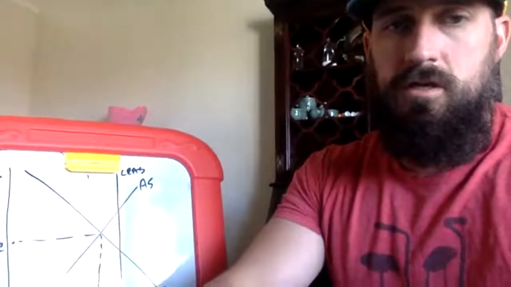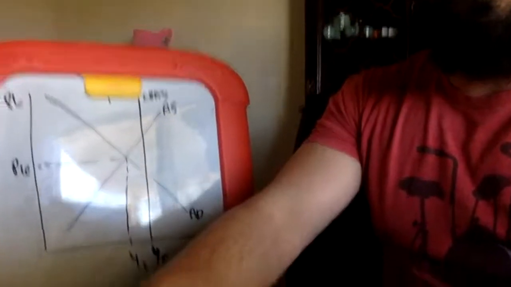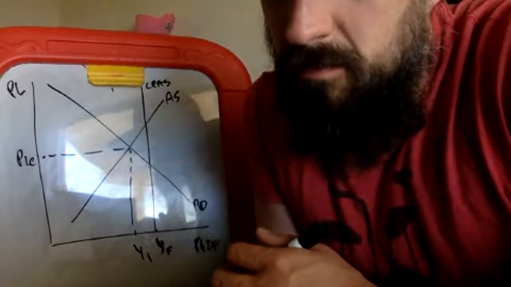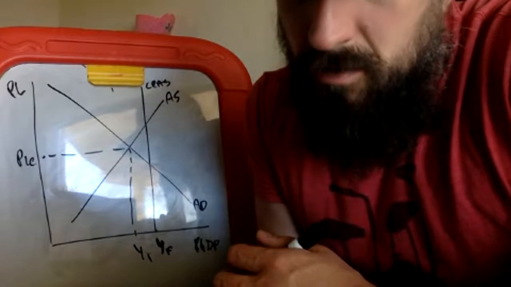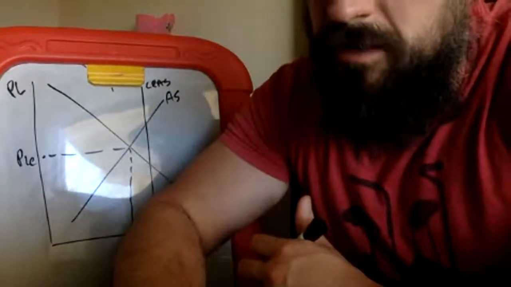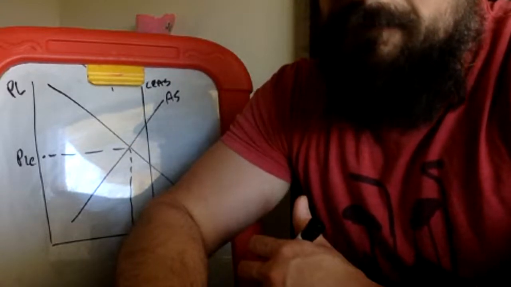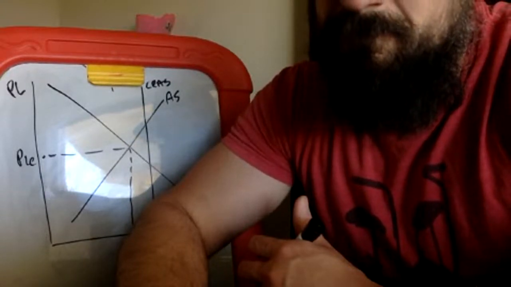First, it tells you to draw and label an ADAS model. It wants you to correctly label and draw the aggregate demand and aggregate supply curve for each of the following. Draw a correctly labeled ADAS model showing each of the following. At the beginning, it says assume that a country's economy is operating at less than full employment.